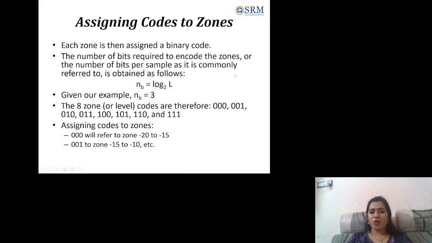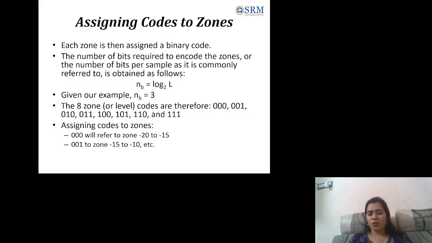The next step is we have to assign the binary code for each and every zone. The number of bits required to encode the zones is calculated based on this formula: NB is equal to log to the base 2 of L. Here we have 8 zones, so we need 3 bits. These are the different combinations for the 8 zones. The first combination is 000, second one 001, and it ends at the last combination 111.